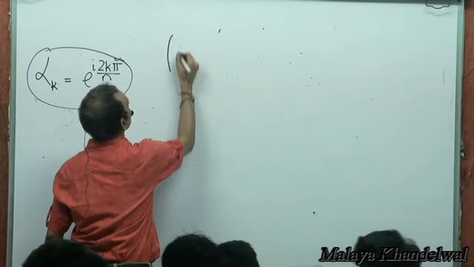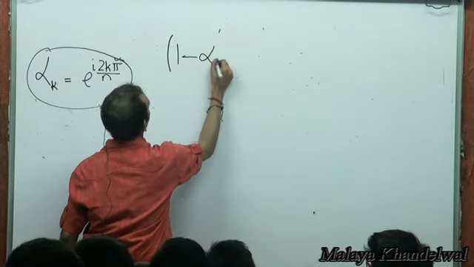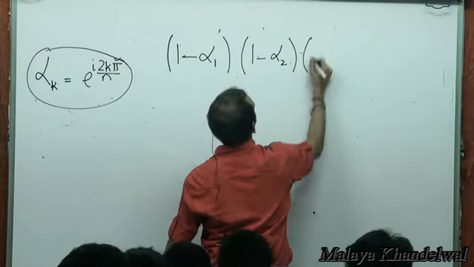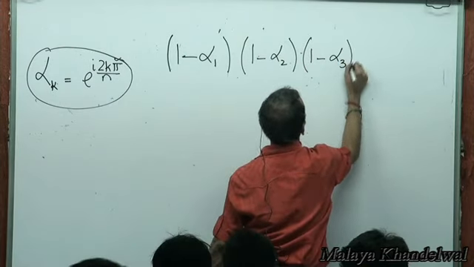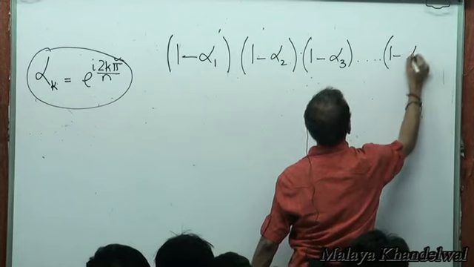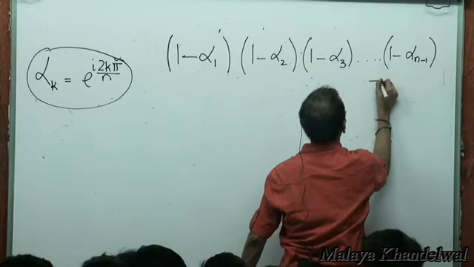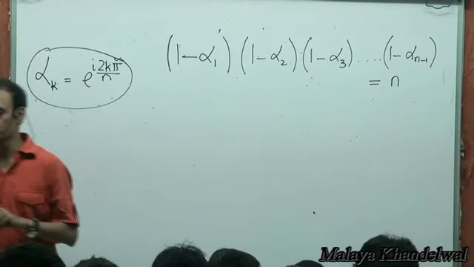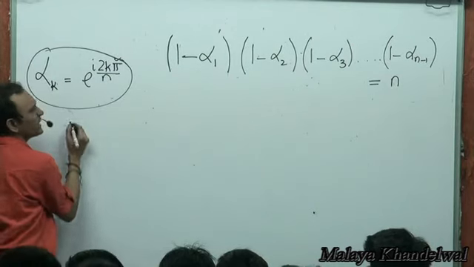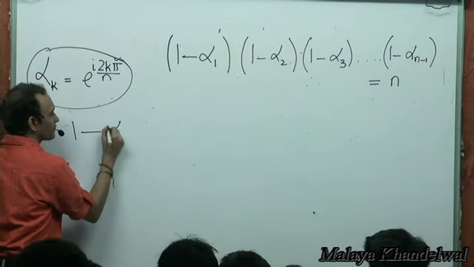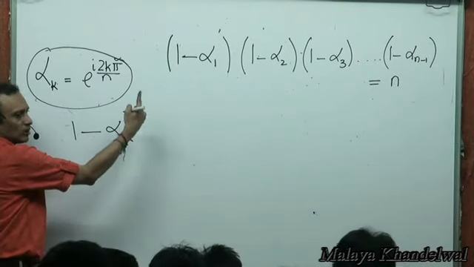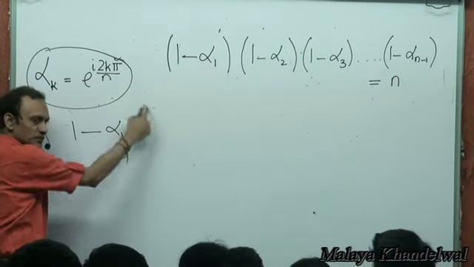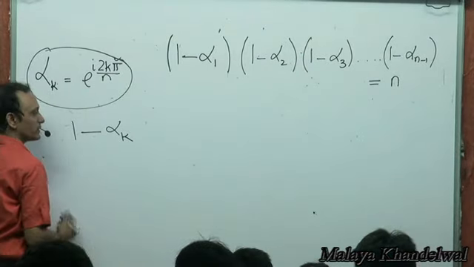So this property of these n roots of unity: (1 minus alpha 1) into (1 minus alpha 2) into (1 minus alpha 3) into ... (1 minus alpha n minus 1) equals n. Let's see what it gives us. Let me look at any one of these factors, say 1 minus alpha k. These are factors of the form 1 minus alpha k, and the whole thing is a product of terms of this kind, k equal to 1 to n minus 1, right?